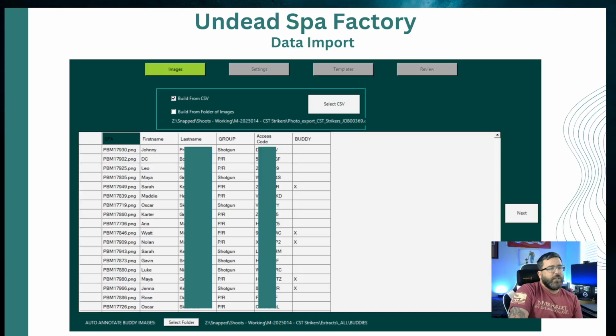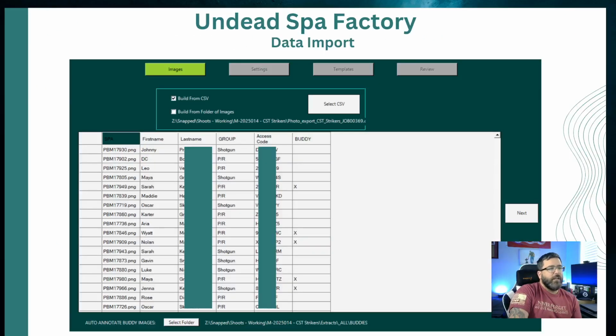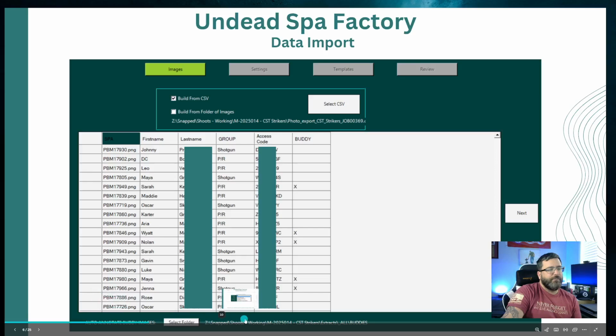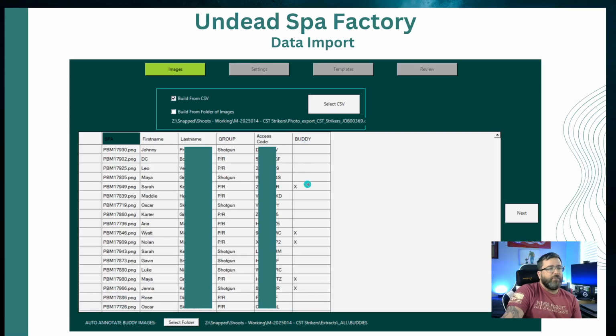All right, so there's your data import. That's what it looks like. Pretty simple. Actually, right here you can see it auto annotated all the buddies. So I went here, I selected this folder of images that had buddy images, and what it's going to do is say, okay, for every image in this folder, I want to go through, find it in my roster, and annotate it just with a simple X as a buddy. Now, you can do this by hand as well. You don't have to do it this way. To me, it just saves a lot more time.